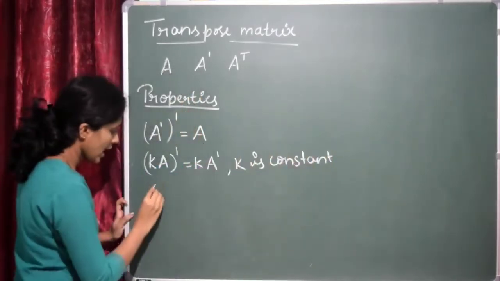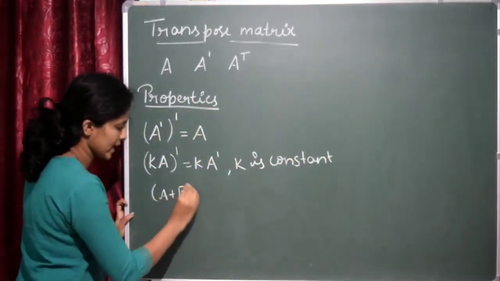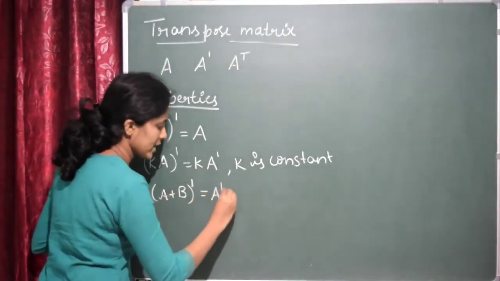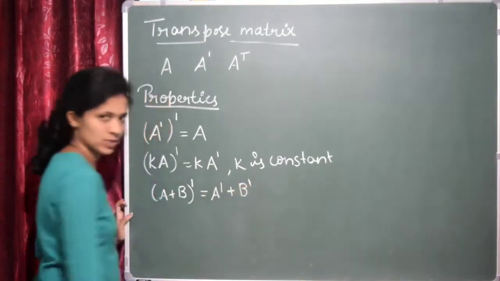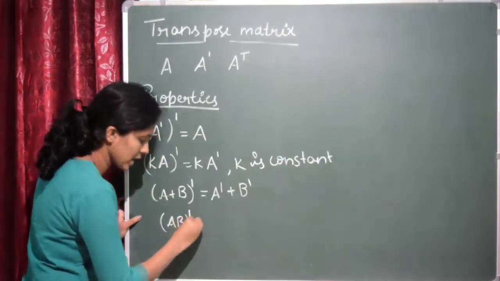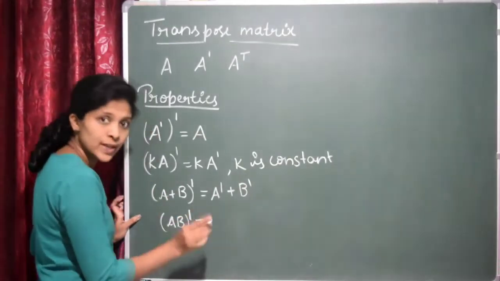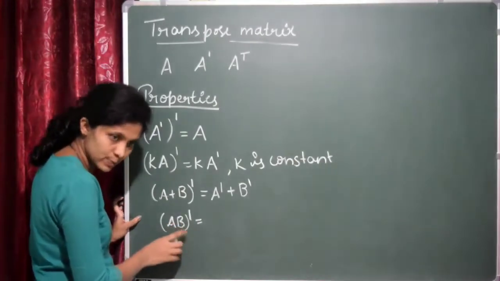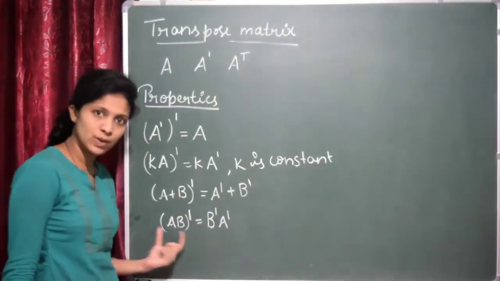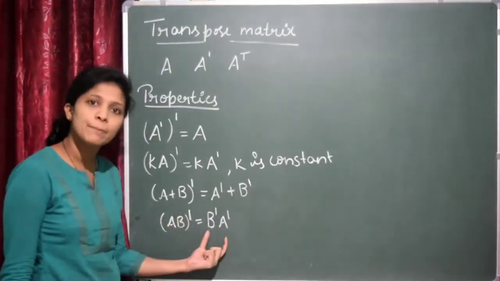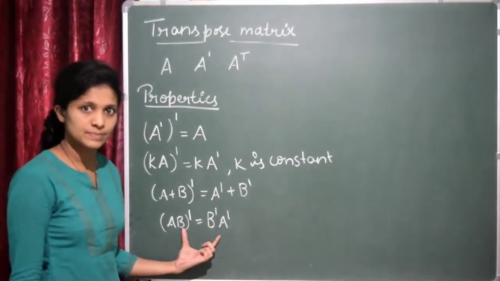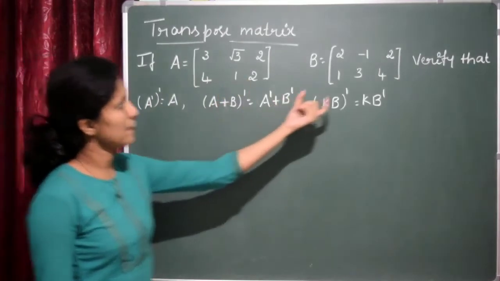Next one, A plus B whole dash. I mean A plus B addition, then the transpose is always equal to A transpose plus B transpose. This is the third property. Next one is a very important property. AB whole transpose is not equal to A transpose into B transpose, but it is equal to B transpose into A transpose. Remember this one. We will prove this one by using one example. Here it is given that matrix A, matrix B is given.